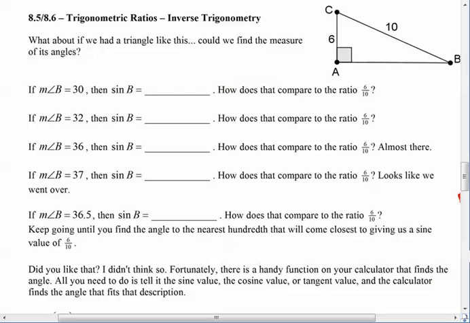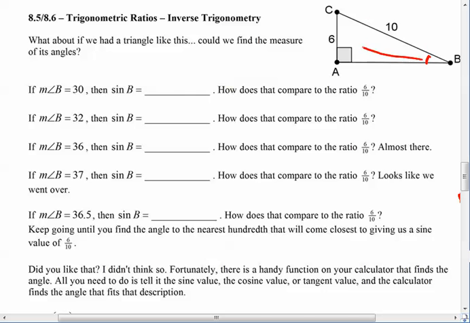Okay, but what if we had a triangle like this, where we knew 6 was one length and 10 was another, right? And what if we wanted to know, say, angle B over here? Okay, so we know two sides instead of one, and this time we want to know the angle. Okay, so I don't know, let's just do some guessing and see if we can get close to this idea.